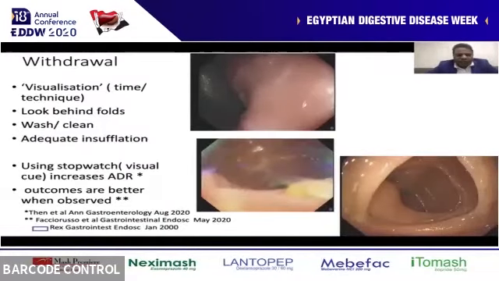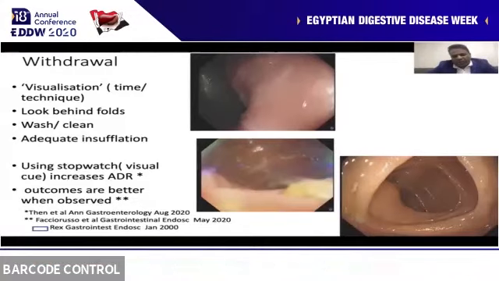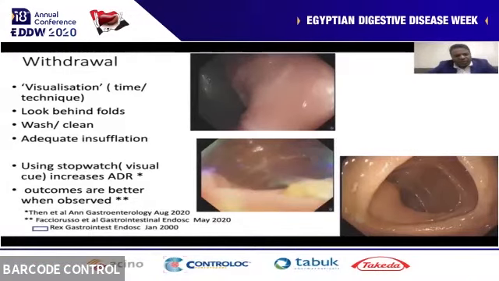You have now reached the cecum and you want to bring the scope out. It's important that you visualize both qualitatively and quantitatively. So you want to have good time and technique.